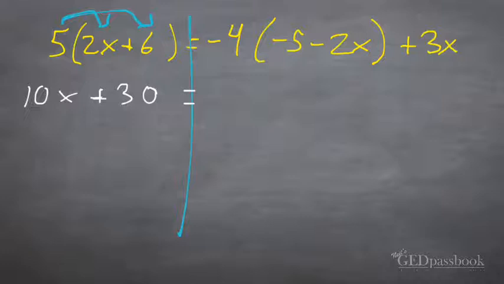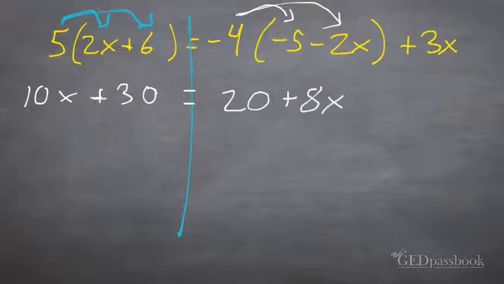So what could we do here? Well, simple, just another distribution problem. What's negative 4 times negative 5? What's negative 4 times negative 2x? Positive or negative? Bring down the plus 3x because it hasn't been touched.